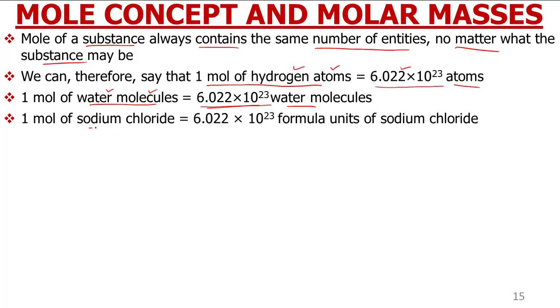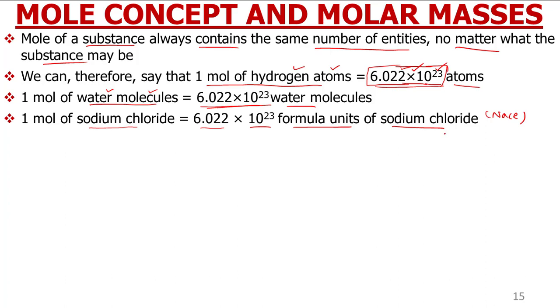Similarly, 1 mole of sodium chloride is equal to 6.022 × 10^23 formula units of sodium chloride. The formula unit of sodium chloride is NaCl. So 1 mole always corresponds to this number. You have to remember, this is a very important number in chemistry, which is also called Avogadro number. So 1 mole is equal to 6.022 × 10^23. Irrespective of the nature of the thing that we are talking about, this number will always correspond to this much quantity or this much number of atoms.